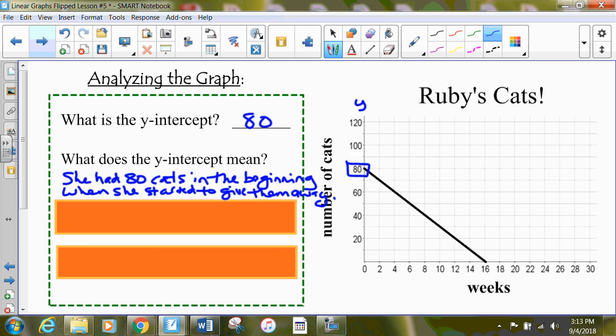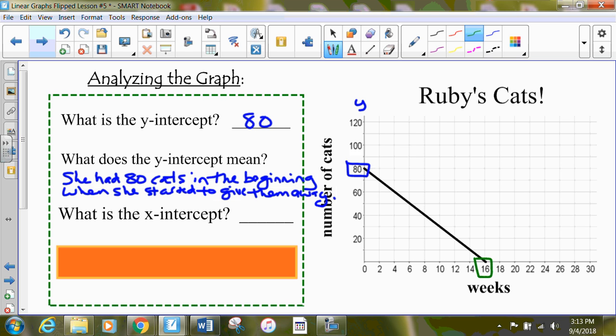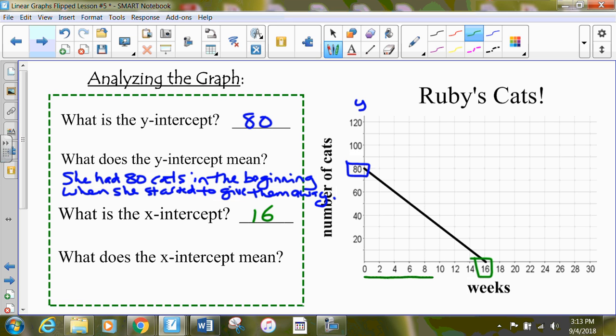Okay, so what we're going to do is we're going to look at the x-intercept. And so the x-intercept right here is 16. And so we're going to write that down, and then we're going to ask, what does the 16 stand for? What does that x-intercept mean? So we really have to look at the graph and understand what's going on. We notice that the line is decreasing, and that makes sense, right? Because with each passing week, as the weeks go on, there are going to be less and less cats, right? And so finally, there are less and less cats until finally, what happens? On the 16th week, how many cats are left?